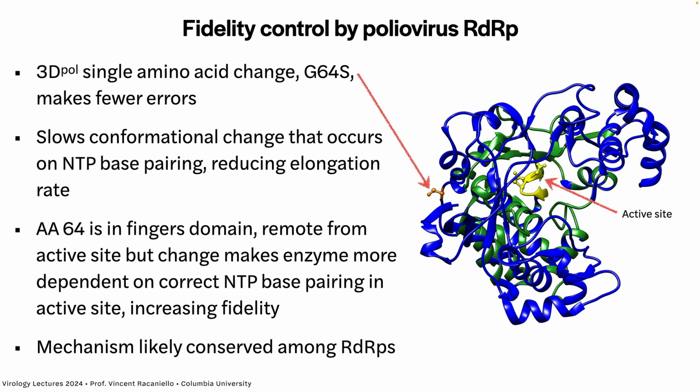But as we'll see when we talk about evolution, these don't occur in nature. Viruses don't have better polymerases. They all have polymerases that make mistakes. It's evolutionarily beneficial to make errors. That's how you evolve. And we make errors too.